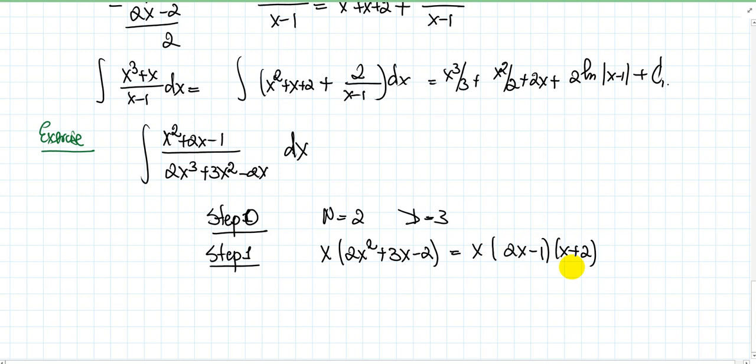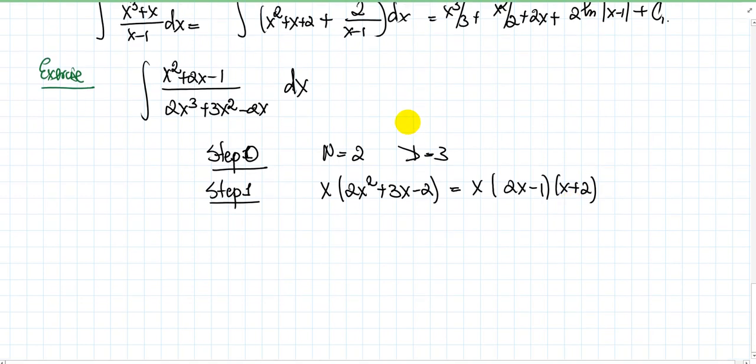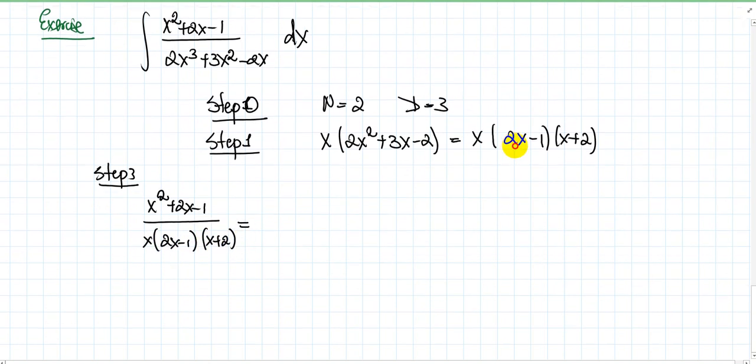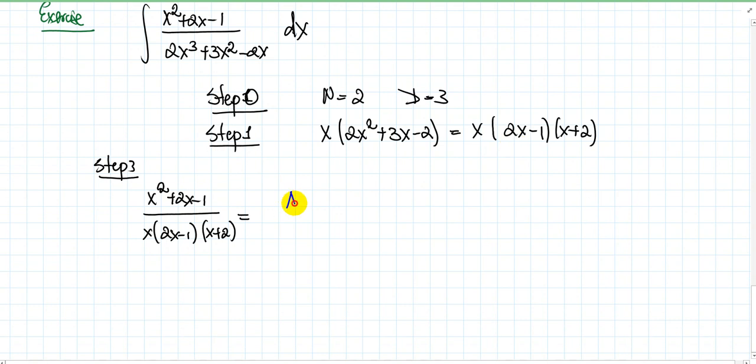Okay? Now, step number 2. Yes. So step number 3 is to write down the rational function x squared plus 2x minus 1 divided by x, 2x minus 1, x plus 2. In which form? In the form a divided by x plus b divided by what? 2x minus 1 plus c divided by x plus 2.